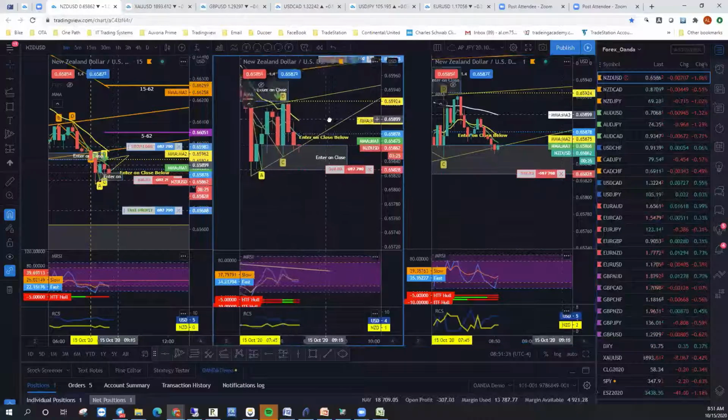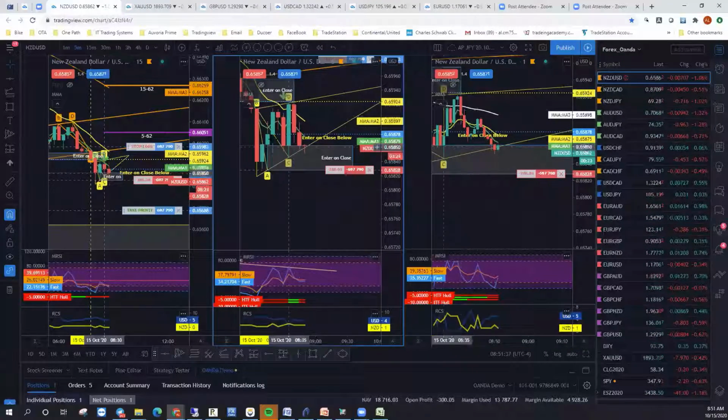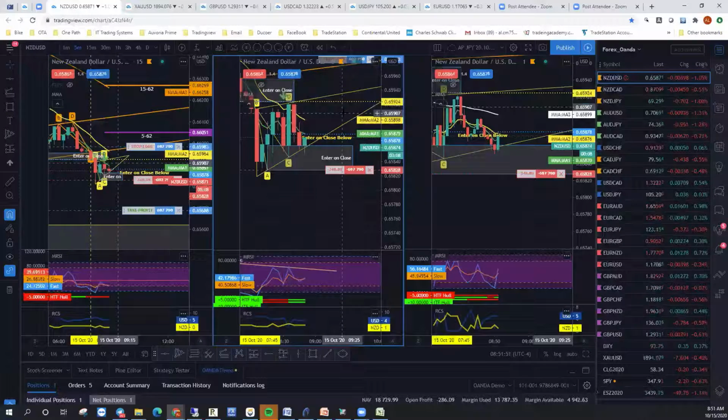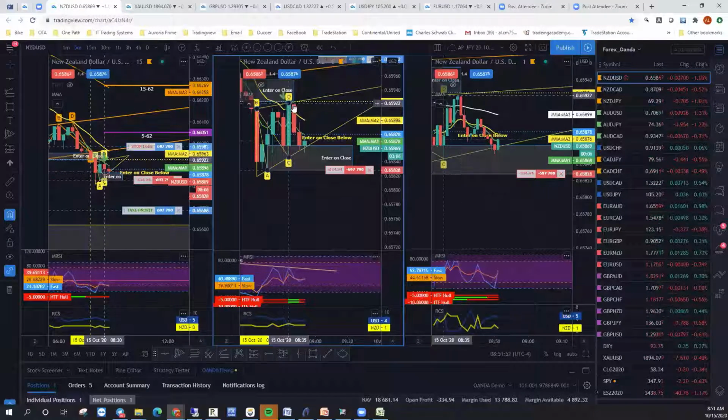I do like the fact that we did get a close again off of this pivot area. But now we have a new higher pivot, so we really have to be looking at the close below this candle right here. This is kind of a double top right in here.